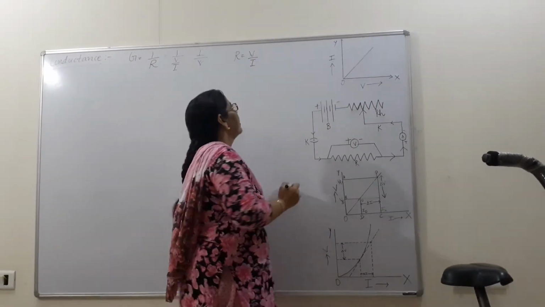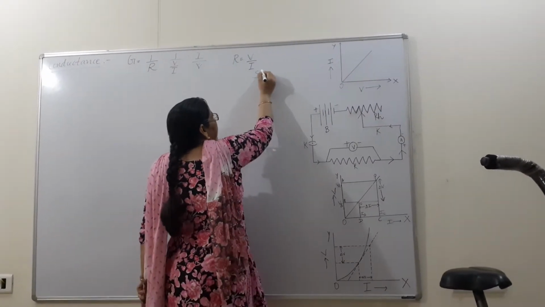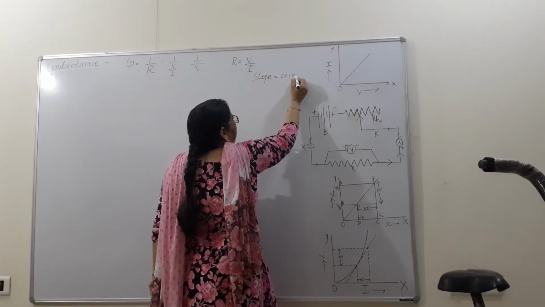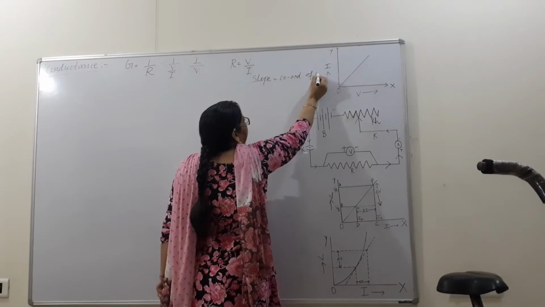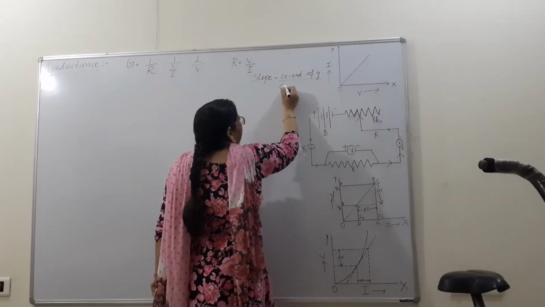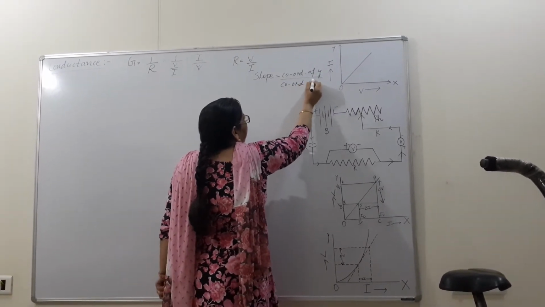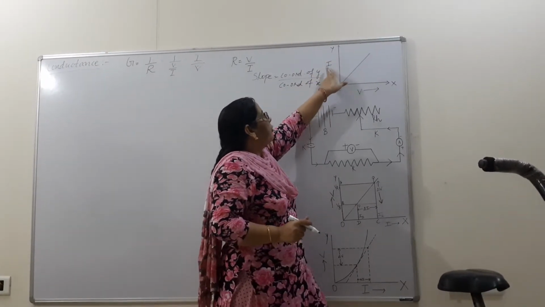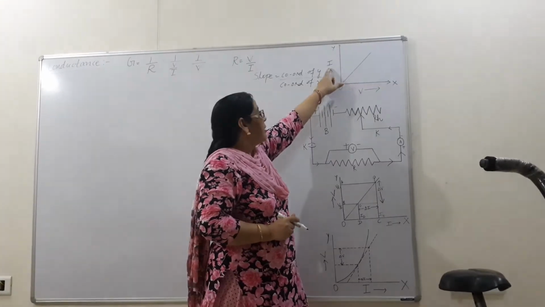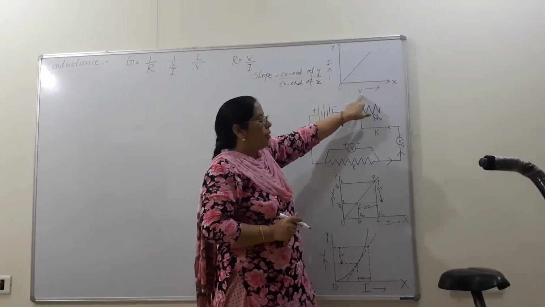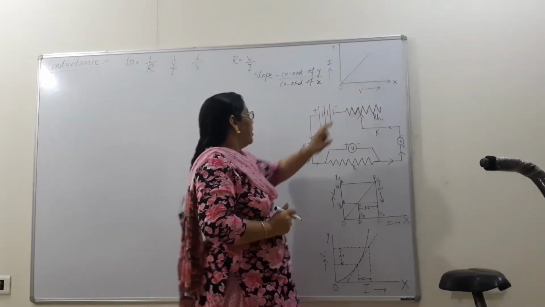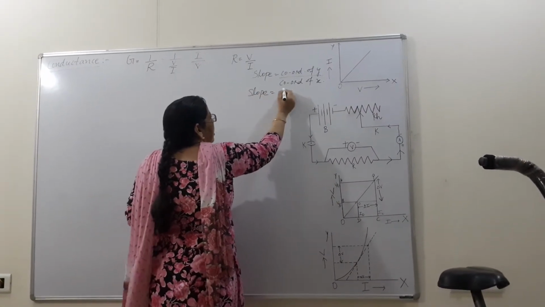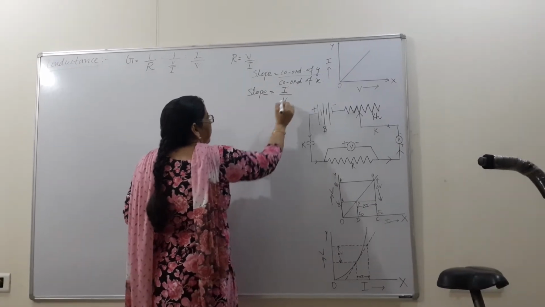Slope means, again repetition is there beta, slope is the coordinate of y divided by the coordinate of x. Now what is the coordinate of y? That we have represented by current. What is the coordinate of x? That we have represented by V. So slope will be equal to I divided by V.